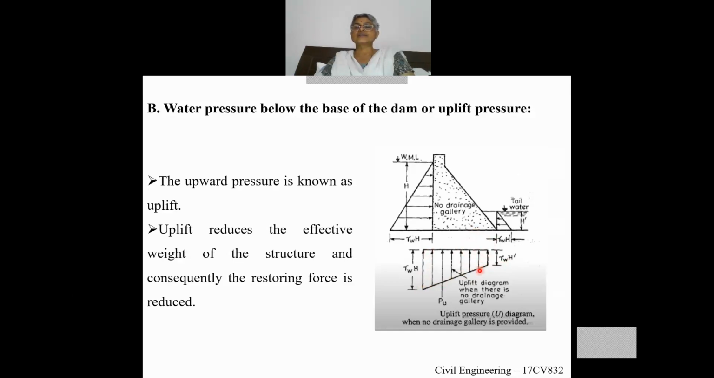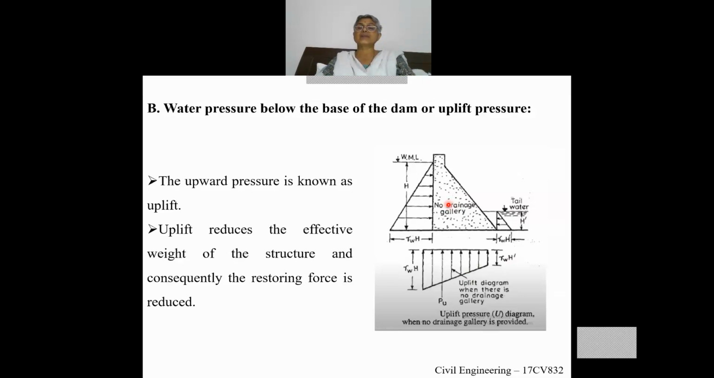See, because it is vertically upward, it is in the vertical direction, but in the upward direction. What about weight? Weight will be in the downward direction. So this is opposite to that of the weight, so it will reduce the weight of the dam.